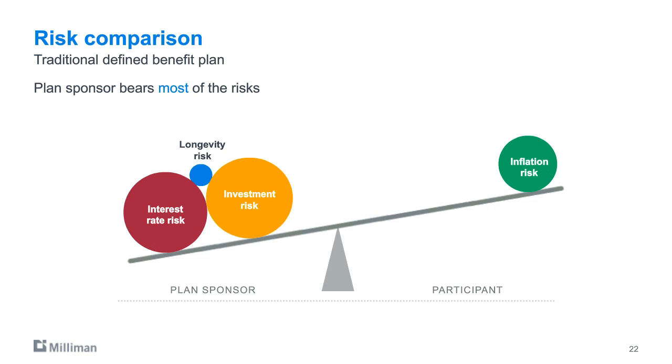On the other side of the equation, at least in the private sector and in the Taft-Hartley or multi-employer sector, the participants generally bear the inflation risk. That is, they retire with a benefit of, say, $1,000, and then that $1,000 is still going to be $1,000 in 30 years, and so they're going to have to come up with some other source to manage that inflation risk over time.